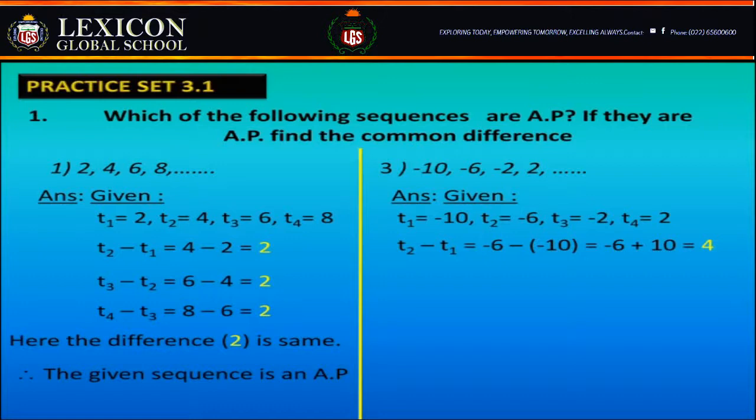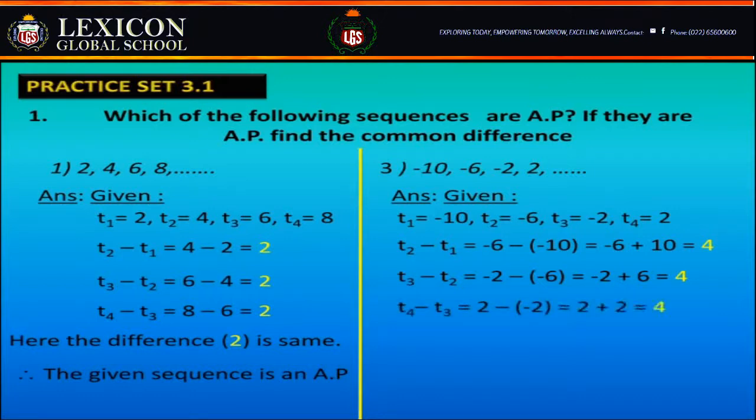After 6, the sign which is there is that of difference, and minus 10 is already having a subtraction sign. So minus minus will give you plus. So minus 6 plus 10 will give you 4. Similarly, T3 minus T2, that is minus 2 minus of minus 6, that is minus 2 plus 6. Minus minus will give you plus. Minus 2 plus 6 equals 4.